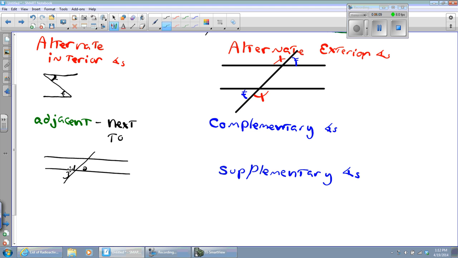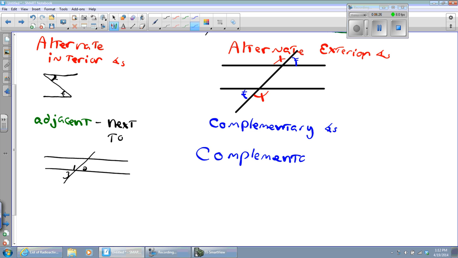Okay, complementary. Complementary are two adjacent angles that make 90 degrees, and it is so easy to remember this. Watch this. Let me rewrite this. I'm going to write complementary a little bit larger. Two adjacent angles, two angles that are next to each other, whose sum is 90 degrees. You know how it's so easy to remember? Because there is a 90 hidden in the word. See it? In complementary, there's a 90 there. So it's two adjacent angles whose sum is 90 degrees.